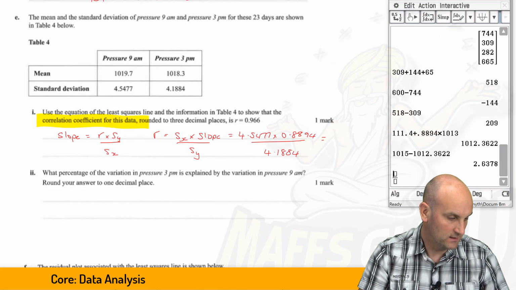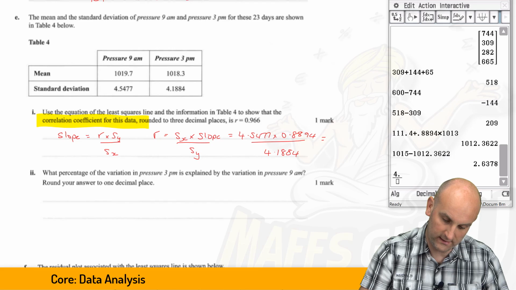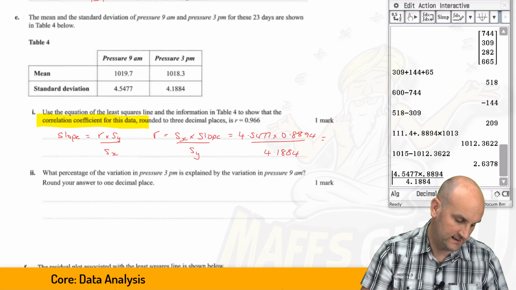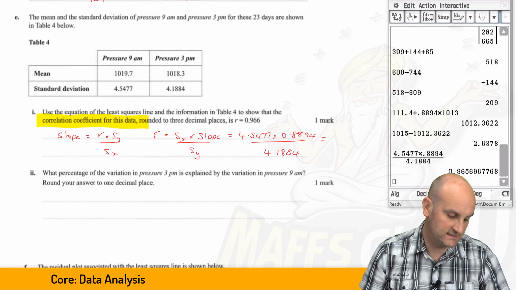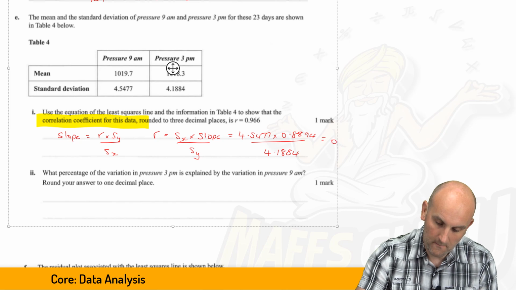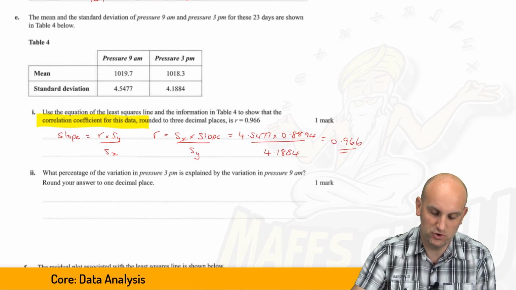So what do we have here? 4.5477 times 0.8894, please. And will you divide that by 4.1884 and hit enter? And what comes out? 0.966 to 3 decimal places. Yep, so 0.966. And I've shown it.